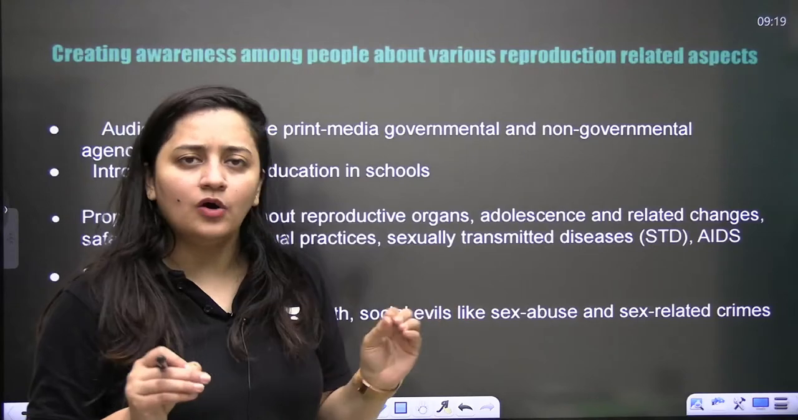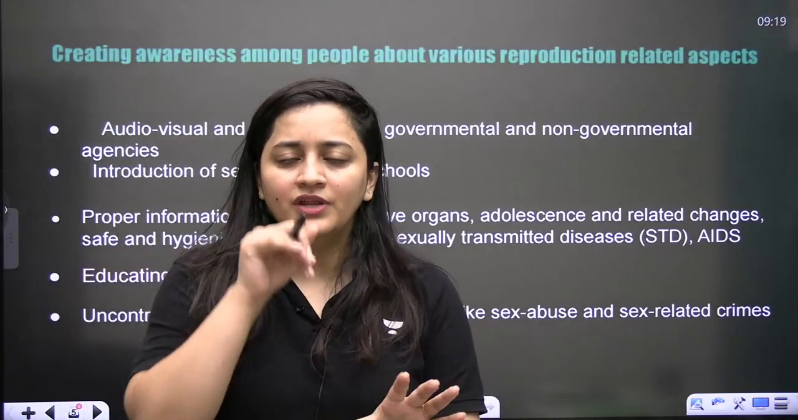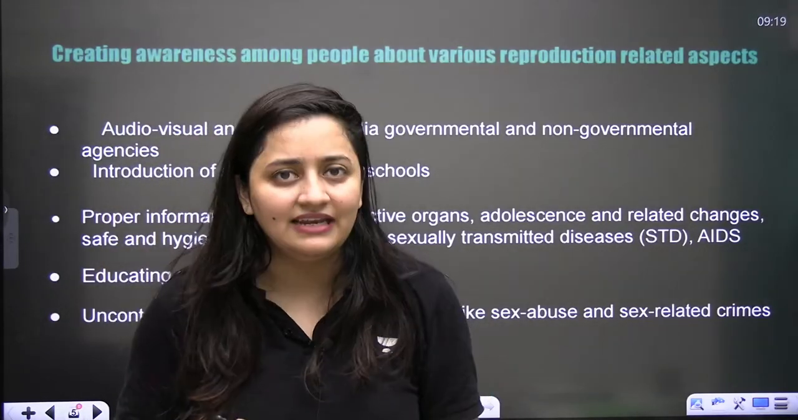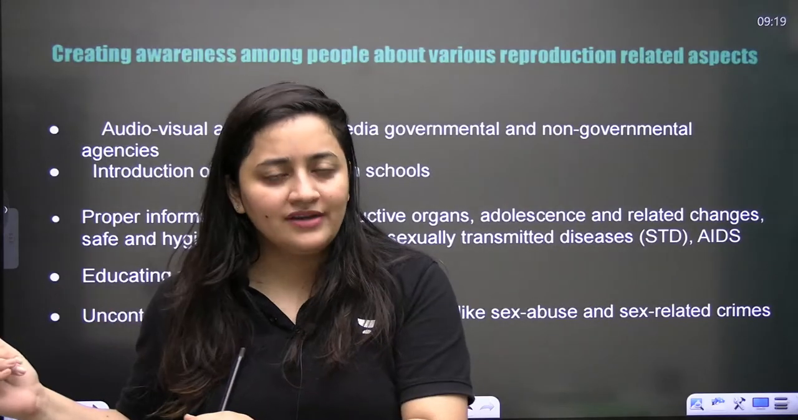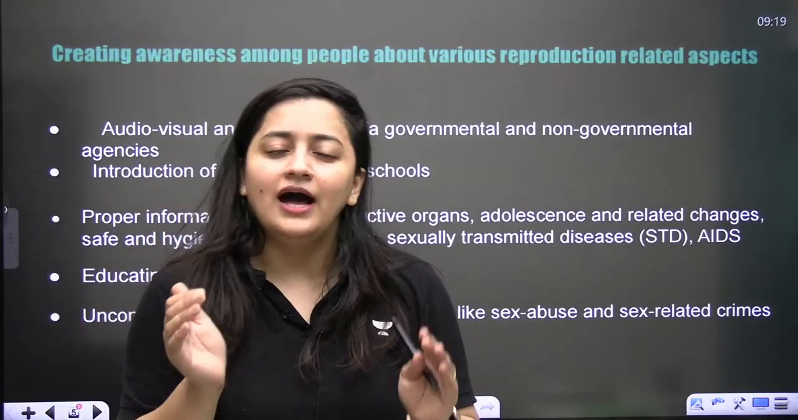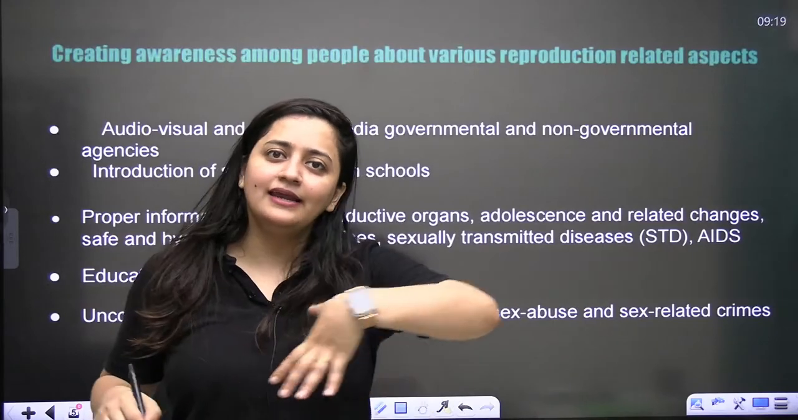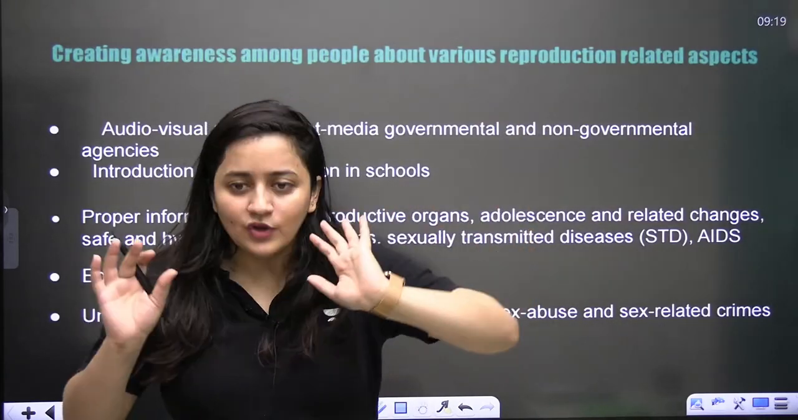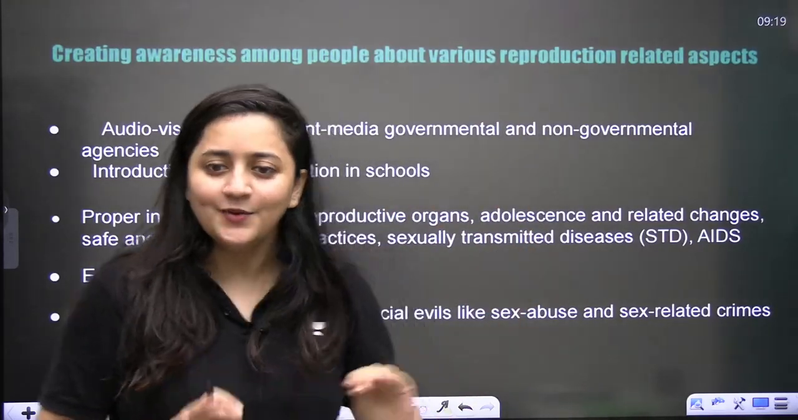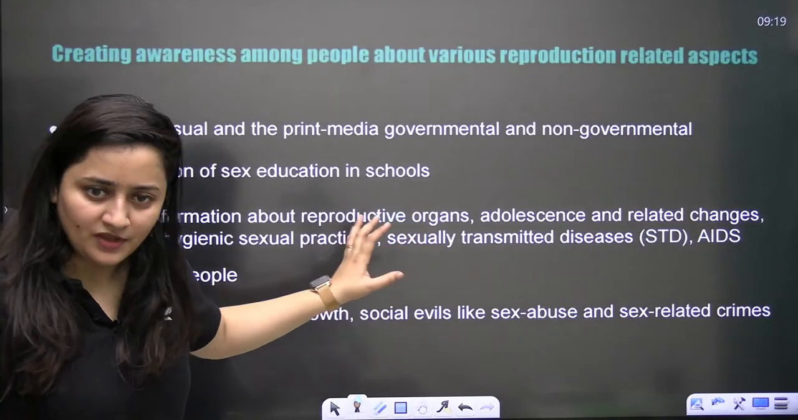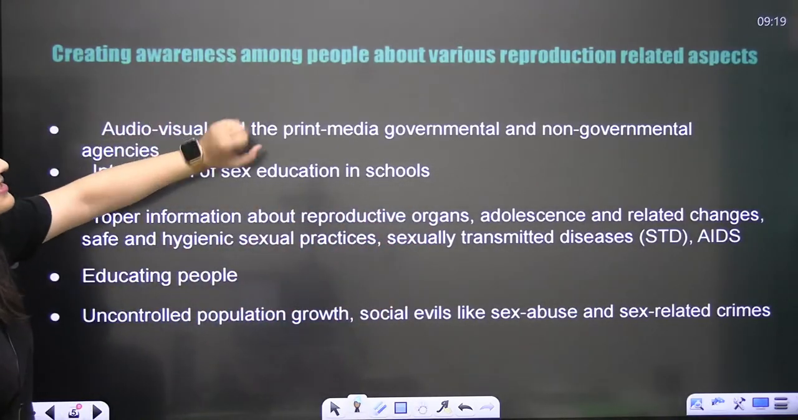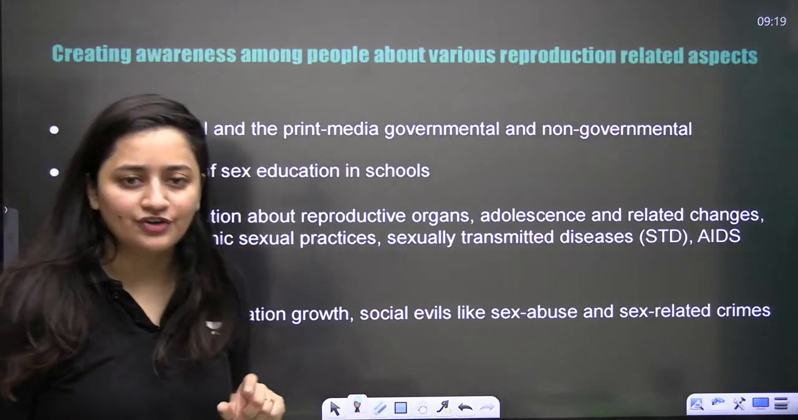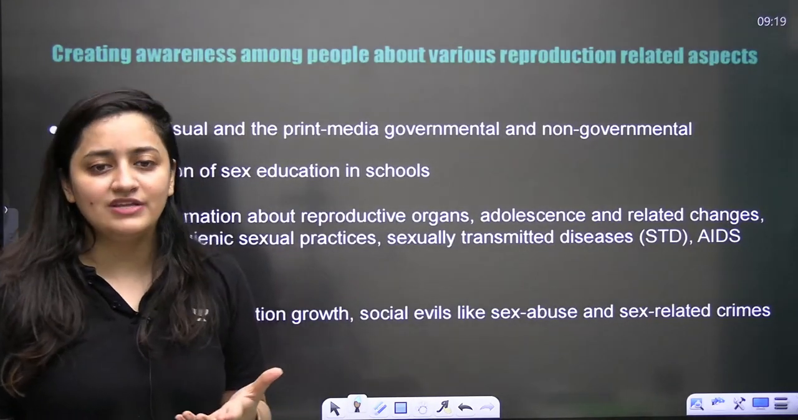See, all these points are from NCERT. I'm not going to explain it in detail, because you know about it. So I'll give you the overview. Otherwise, if I start on this topic, it can take about 1 hour, 2 hours, 3 hours, and we don't have that much time. So let's focus on the main points here. So see, creating awareness among people about various reproduction related aspects. But how can we do this?